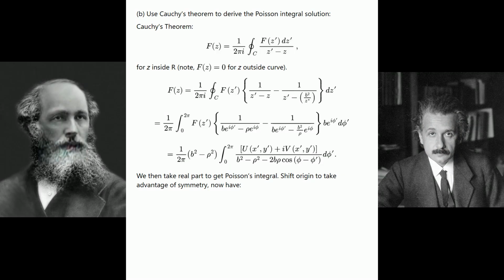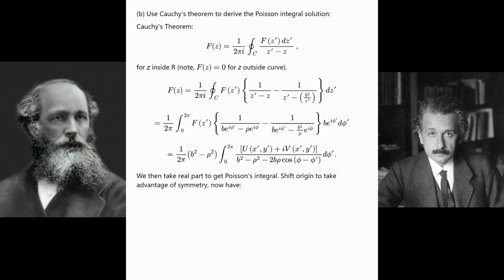B. Use Cauchy's theorem to derive the Poisson-integral solution. Cauchy's theorem. See the equation. For z inside the curve, note f of z equals 0 for z outside the curve. See the equation shown. We then take the real part to get Poisson's integral.